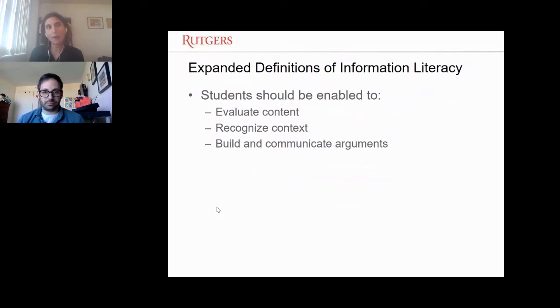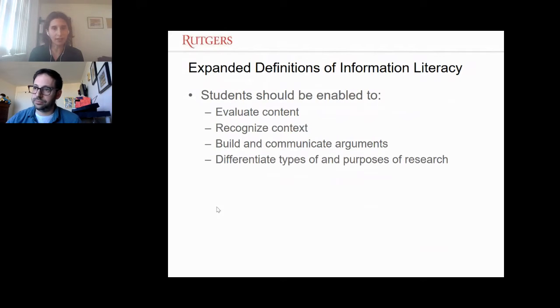Then also thinking about how to build and communicate arguments. Thinking about not just listing information, which is something that both of us have talked about seeing, but also thinking about, is this adding on to an existing theory? Is this building something new, an additional case? What is the role of this? And the use of existing research and scholarship, and then to also differentiate types and purposes of research.